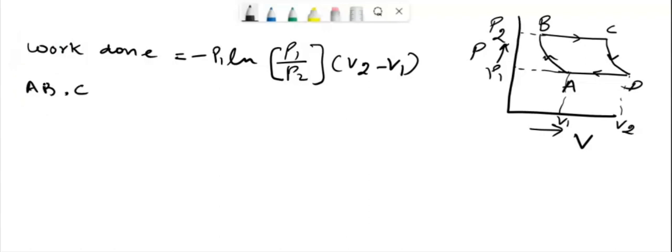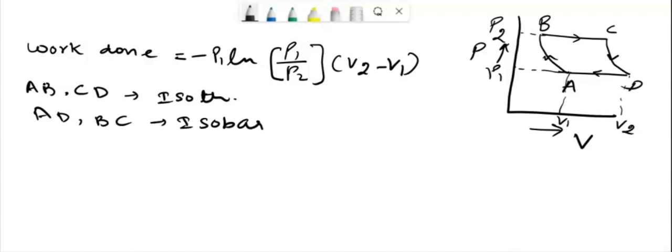AB and CD are the isothermal processes, and AD and BC are the isobaric processes. In the isobaric process, pressure remains constant. In the isothermal process, temperature remains constant.